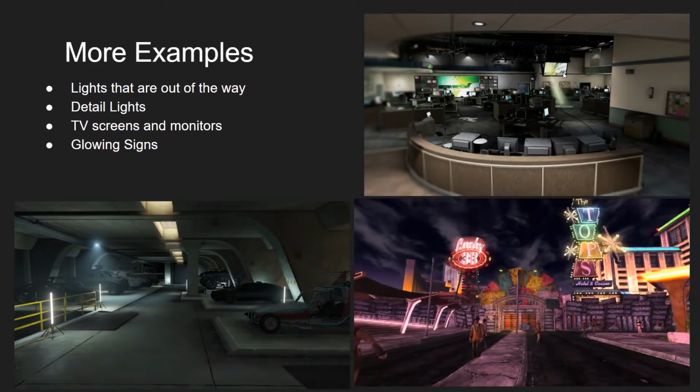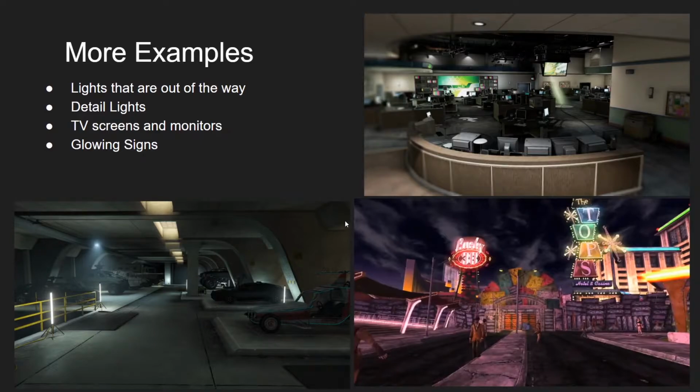Alright, so here's just a few more examples of lights that could be baked into our scene. Lights that are out of the way are detail lights, and by that I mean just lights like these. Here's a bunker in GTA, and these lights obviously aren't going to be casting shadows and they're not going to be changing, so those could easily be baked, especially on those walls around them. Or like detail lights over here, just kind of adding some extra color. This is Fallout New Vegas, and these lights aren't going to be changing in any way.